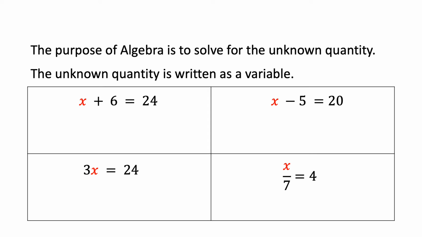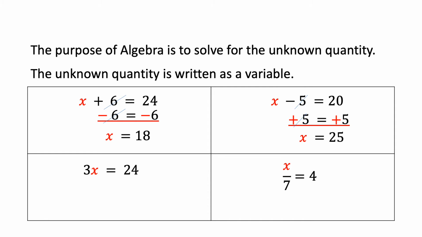The first example has a plus 6 being added to x, so we use the opposite operation of subtraction. When we subtract 6 from both sides, the 6 on the left cancels out, and x equals 18. The second example shows that we're subtracting 5 from x, so we use the opposite operation of adding 5 to both sides. Again, the 5's cancel out on the left, and x equals 25.